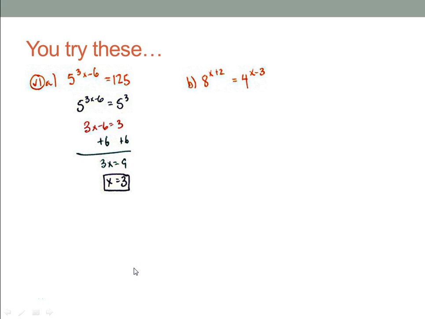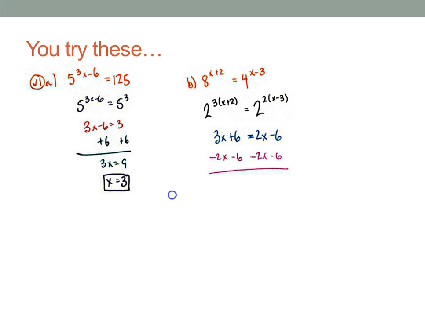All right, let's take a look at the second example. Go ahead and pause the video here and take a moment to work that example out on your own. I'll be back when you're done with your work. All right, yes, 8 and 4 can be written with 2 as a base. We're going to distribute those exponents, set the exponents equal to each other, move the x's, smaller x coefficient first, then the constants to the other side, and x is equal to negative 12.